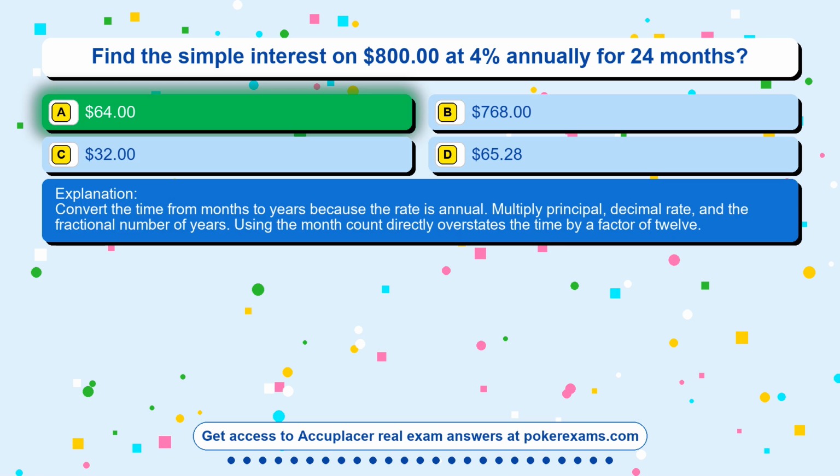Convert the time from months to years because the rate is annual. Multiply principal, decimal rate, and the fractional number of years. Using the month count directly overstates the time by a factor of 12.